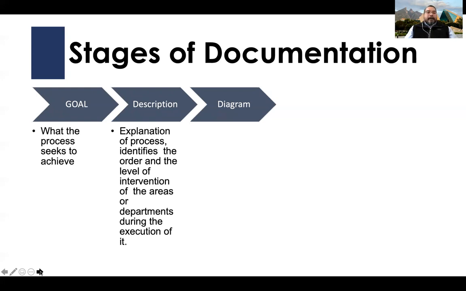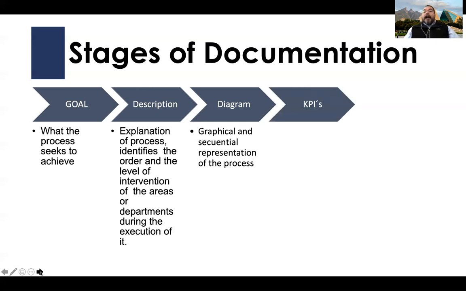Then we need to diagram it. We need a visual representation, a graphical representation of the process. And it's not only a graph, but a sequence that represents the process. Then we have the key performance indicators, or the development indicators that measure the satisfaction of the client. The client can be an internal client, part of the company, part of the whole process of the value chain, or can be external, the one that buys our products.